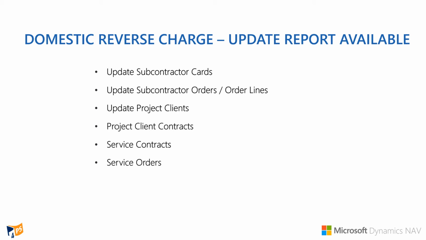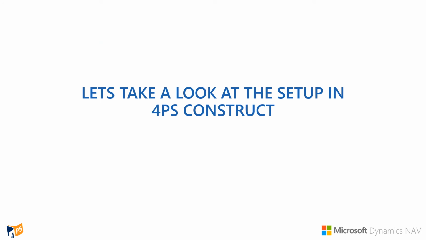But thankfully, we have an update report for 4PS Construct to help make the process easier and quicker. The report will allow you to update the VAT business posting groups on subcontractor cards and open subcontractor orders for those subbies who are VAT registered and within the CIS scheme. It will also update the VAT product posting group on project clients and contracts to the new VAT product posting group. As well as this, the service contracts and service orders VAT product posting group will be updated. With that being said, let's move on and take a look at the setup within 4PS Construct.